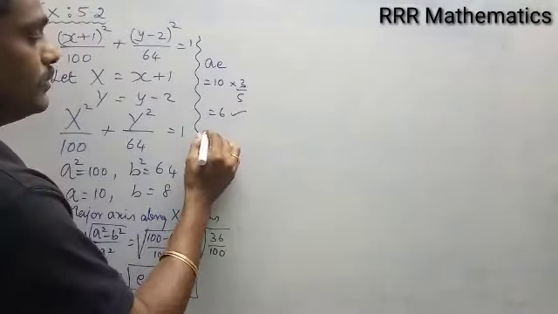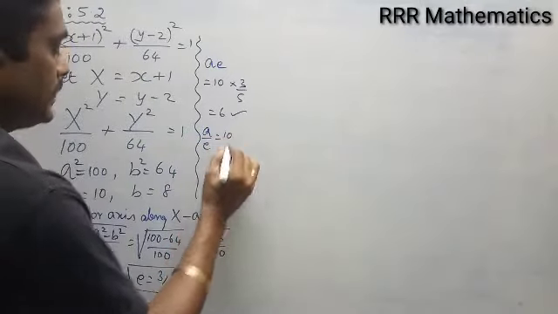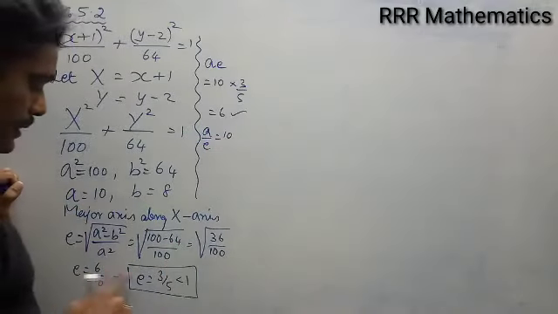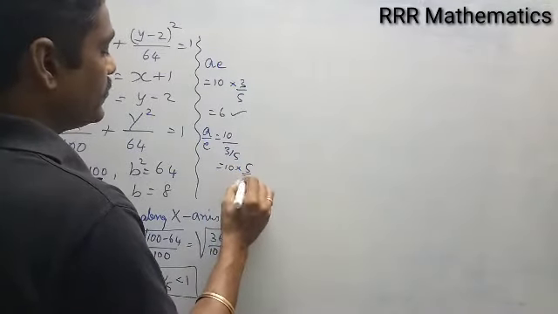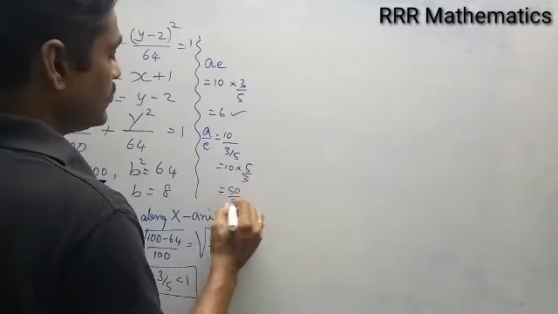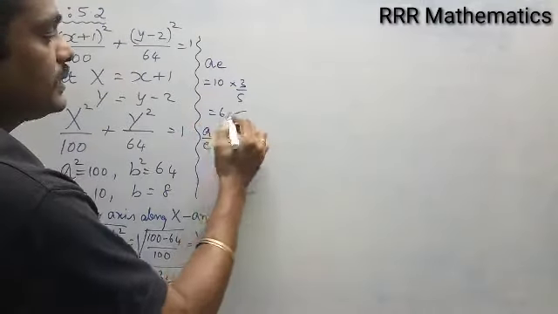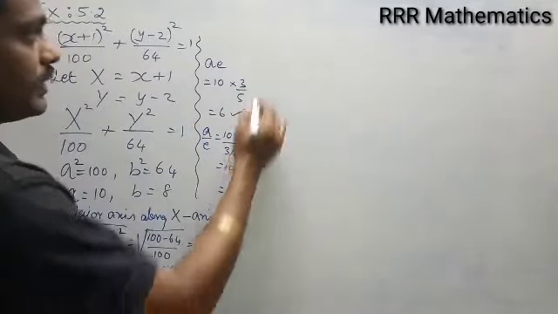This is the AE value. Now A divided by E. A is 10, E is 3 by 5. When you divide, you want to take the reciprocal. It will be 5 by 3. It gives 50 by 3. So I got the value of AE which is 6, and A by E which is 50 by 3.